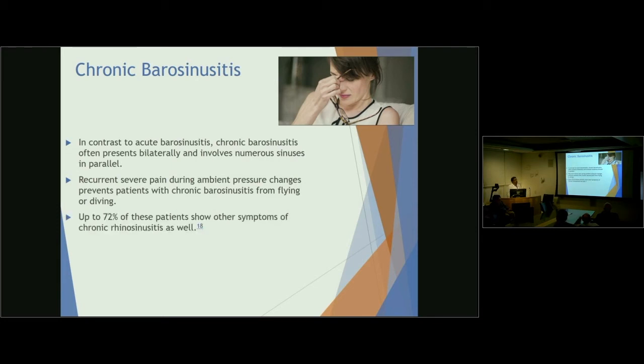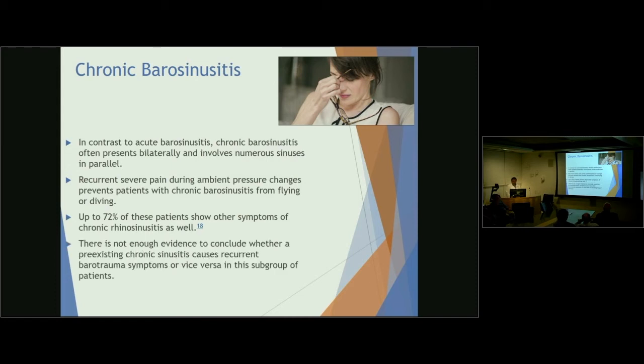It's very similar to our usual sinusitis classification, where we describe acute, recurrent acute, and chronic. Up to 72% of these patients show other symptoms of chronic rhinosinusitis down the road too. And we talked about this, so there is still not enough evidence to conclude whether pre-existing CRS causes this problem. It's actually vice versa in this subgroup of patients.